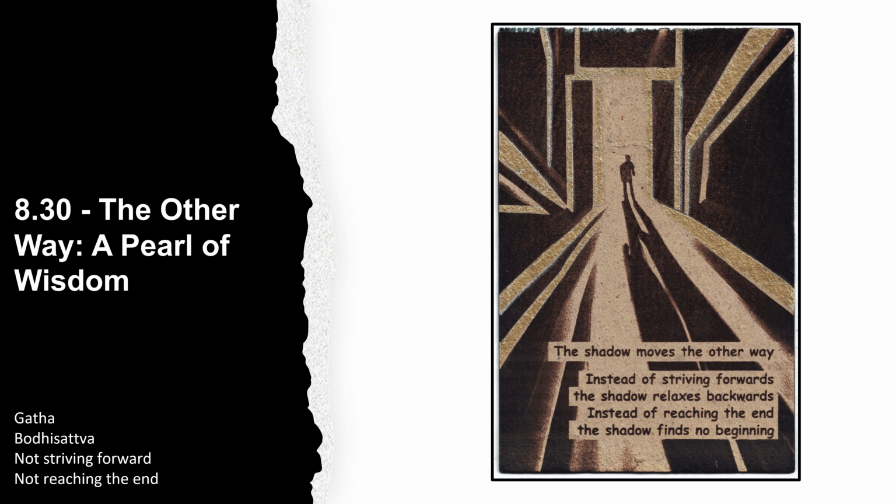The key concepts of this artwork are: Gatha, a form of poetry used in Zen Buddhism to express insight and realizations. Bodhisattva, a being who has taken a vow to attain enlightenment for the benefit of all sentient beings and works towards it tirelessly. Not striving forward, the concept of not trying to forcefully reach enlightenment but rather, allowing it to happen naturally through practice and realization. Not reaching the end, the idea that enlightenment is not a fixed destination but rather an ongoing journey without an ultimate end or goal.